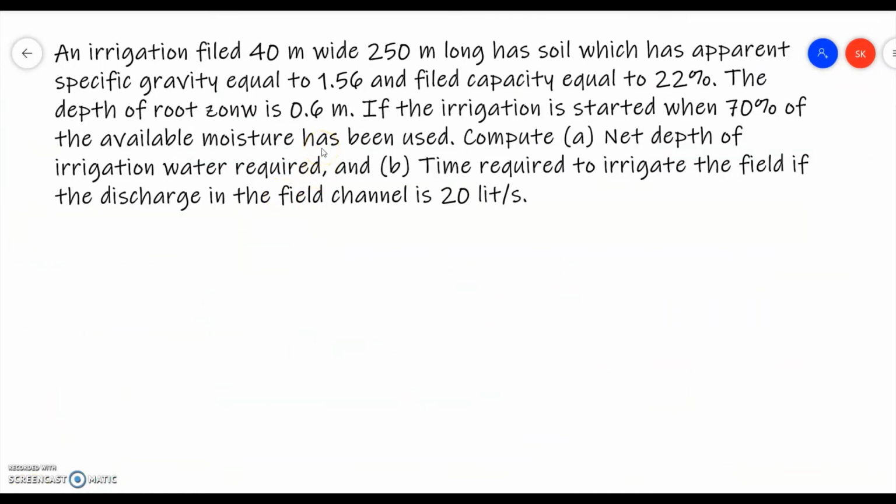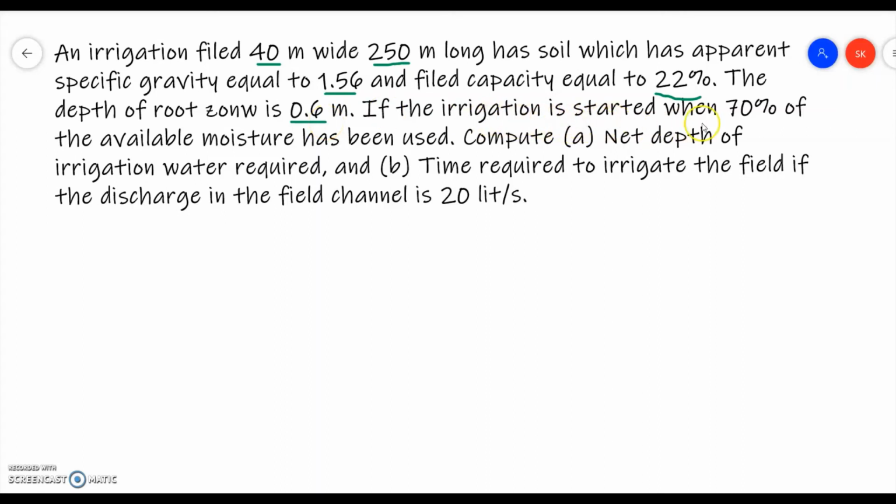Now we will discuss the second example. In the second example, an irrigation field is 40 meter wide and 250 meter long, so from this we can find out the area. The soil has an apparent specific gravity, that is SD, or we can simply say gamma d by gamma w. Field capacity FC is given, that is 22%. Then the depth of the root zone is also given, which is 0.6, and the depth of the root zone is d.